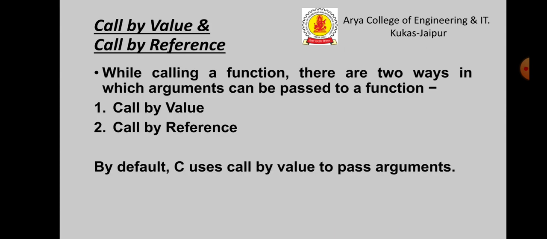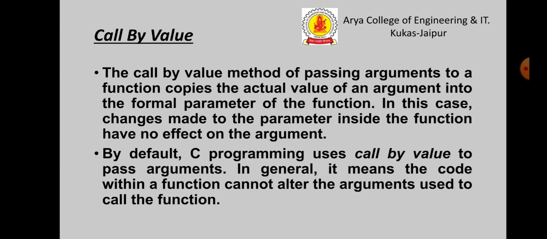Now, call by value and call by reference. For calling a function, there are two ways. By default, C uses call by value to pass arguments. In the coming slides, we discuss call by value and call by reference in detail with examples.